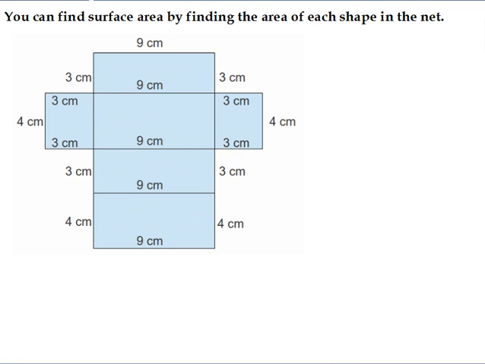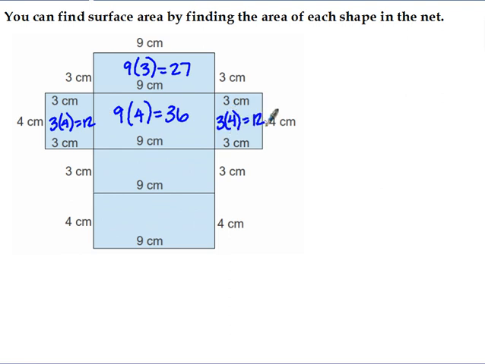So we know that the area of a rectangle is just length times width. So to find the area in here, 9 times 3 is 27. The area of this rectangle would be 9 times 4, which is 36. This little one over here, 3 times 4 is 12. Same on this side. This rectangle again, 9 times 3. And this rectangle, 9 times 4.